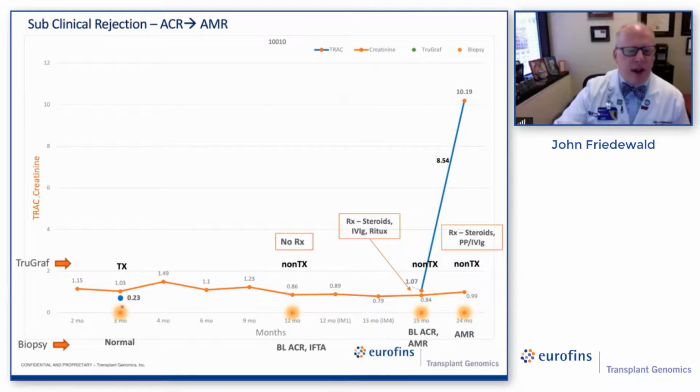This patient, again, had an early course that was very good. If you look at just the patient's serum creatinine, it was normal throughout the 2-year trial. So if you were just following serum creatinine, you might see that this person was doing totally fine. At 3 months, they had a normal biopsy and a TX TruGraf result, so potentially they could have been spared that biopsy. By 1 year, though, the TruGraf test is non-TX abnormal, and we find borderline acute cellular rejection.